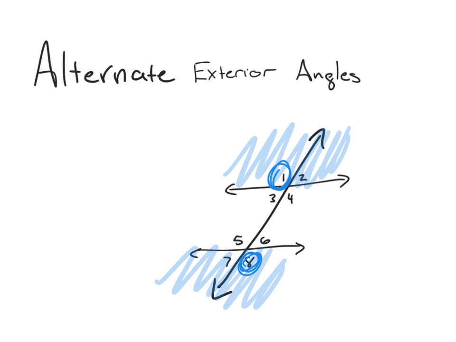It's on the opposite side of the transversal, which I'll highlight again in red here. Here's my transversal, and it's in that blue region, which would be considered exterior. The other example we can see here would be 2 and 7 are alternate exterior angles because they're on opposite sides and they're outside of the two lines intersected by the transversal.